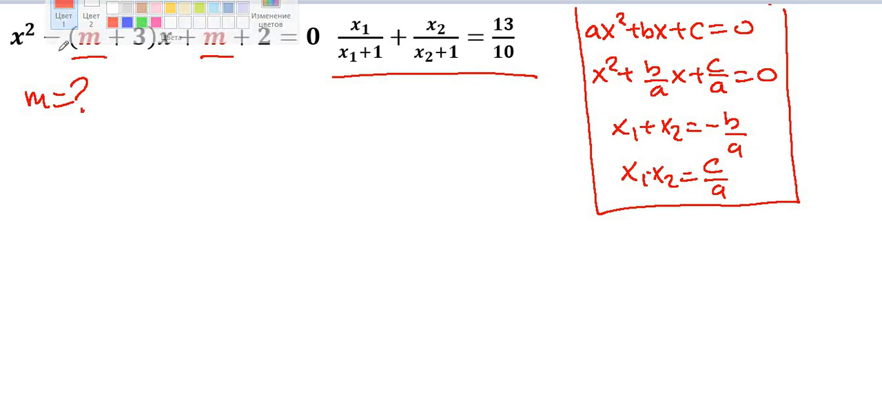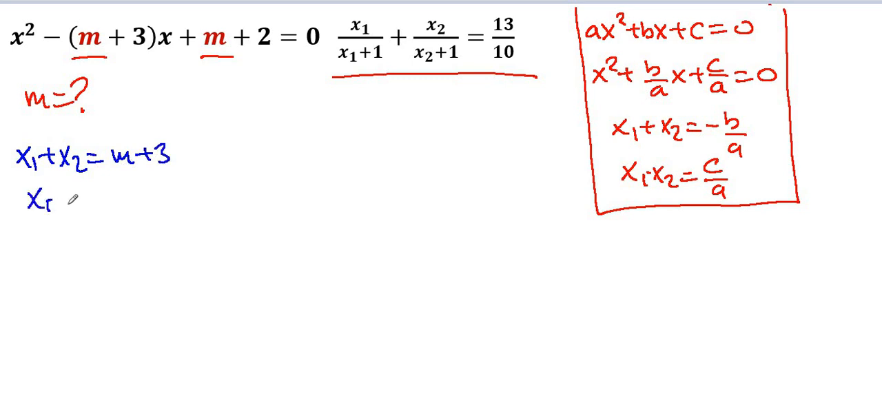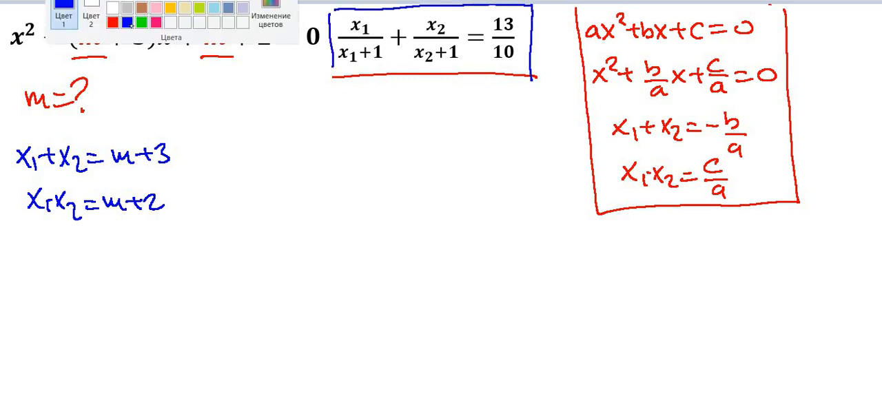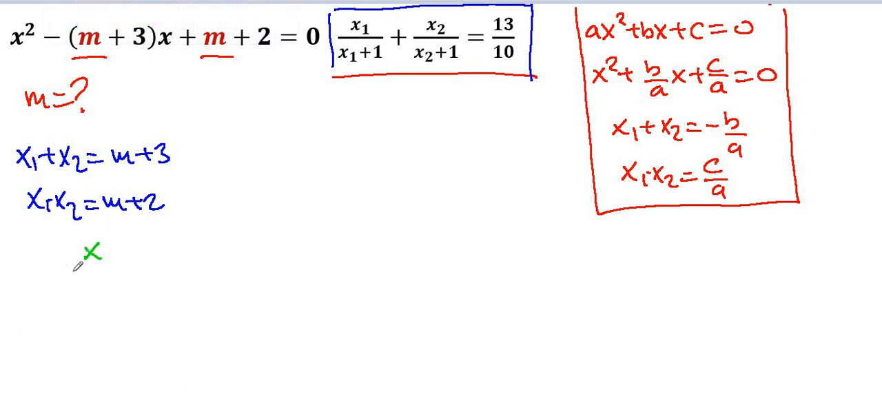So here if we apply Vieta's theorem for our original quadratic equation, then I will get x1 plus x2 is equal to m plus 3, and x1 times x2 is equal to m plus 2. So knowing this, we can now simplify this equation. So let me rewrite this equation here. x1 divided by x1 plus 1 plus x2 divided by x2 plus 1 is equal to 13 over 10.